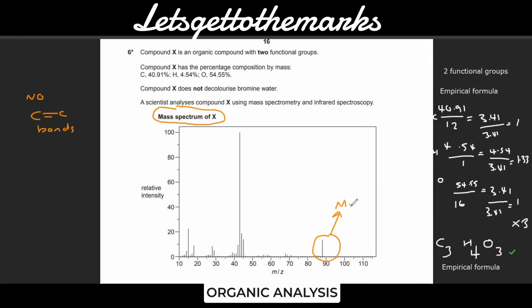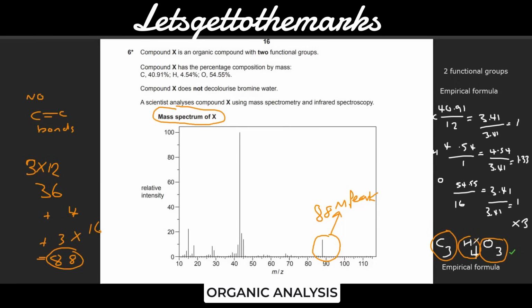The key here is to piece it all together and put your data down. We've got the M peak here, the final line. You do get an M plus 1 peak sometimes, but that's for isotopes and not of interest here. So 88 is the M peak. Let's add up our empirical formula, see what it is. If it's 44, then the molecular formula is double. But if we add this up, 3 times 12 is 36, plus 4 for the 4 hydrogens, plus 16 for the 3 oxygens, we get 88. And that tells us that the molecular formula is also the same as the empirical formula. So C3H4O3 is the molecular formula as well.